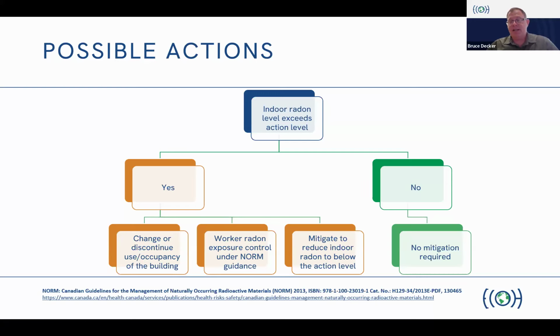The best and most likely route is to mitigate the building. So you do some work on the building to get the radon levels below 200, and then you don't have to do anything. That makes sense. The other option too is, let's say you're a bank, for example, and your radon's at 400. You could double your staff, and they could only work half their shifts. But that doesn't make a lot of sense either.